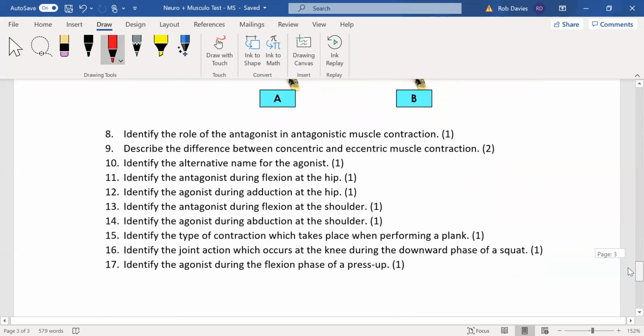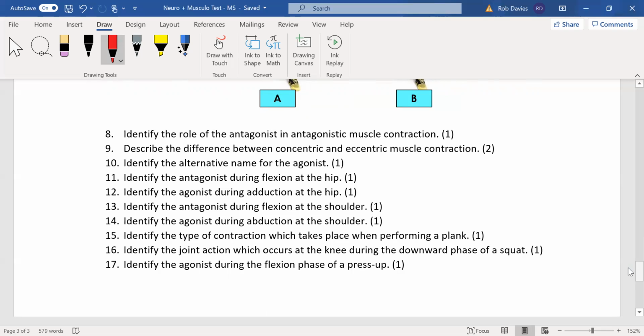Number eight, the role of the antagonist in antagonistic muscle contraction is that it works in opposition. So we don't really want to be saying relaxers, even though that's kind of what's happening. We're saying it works in opposition to control and coordinate the movement. Number nine, the difference between concentric and eccentric. Concentric, its muscles will get shorter in length. Eccentric, its muscles will increase in length.